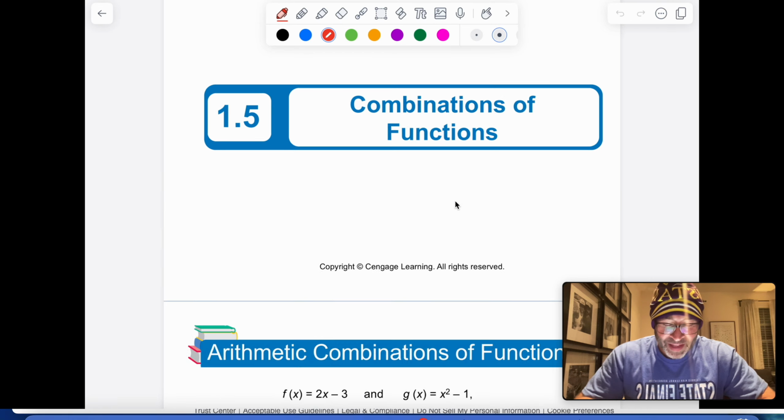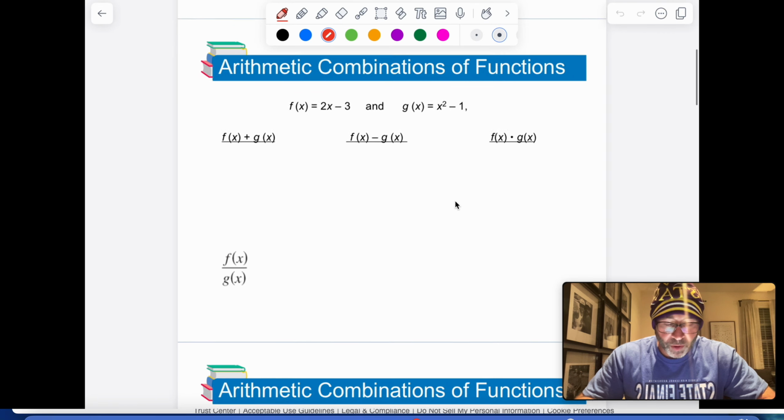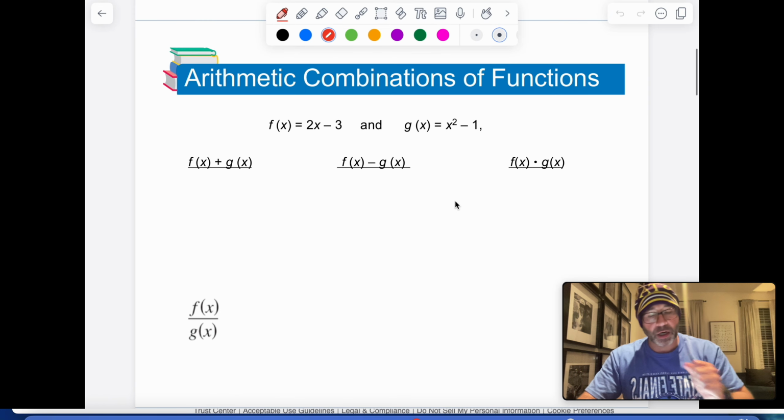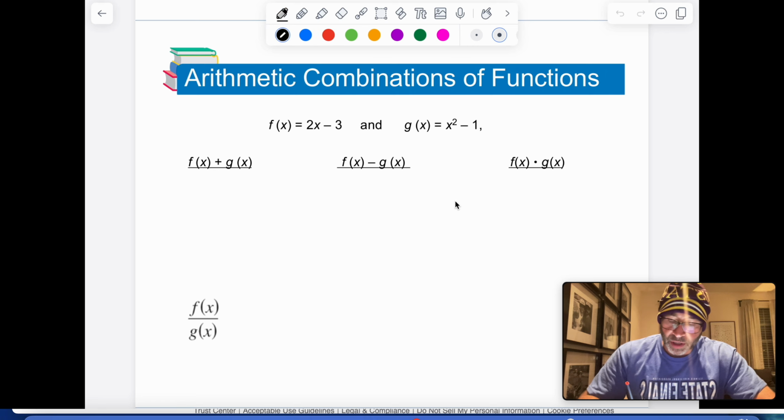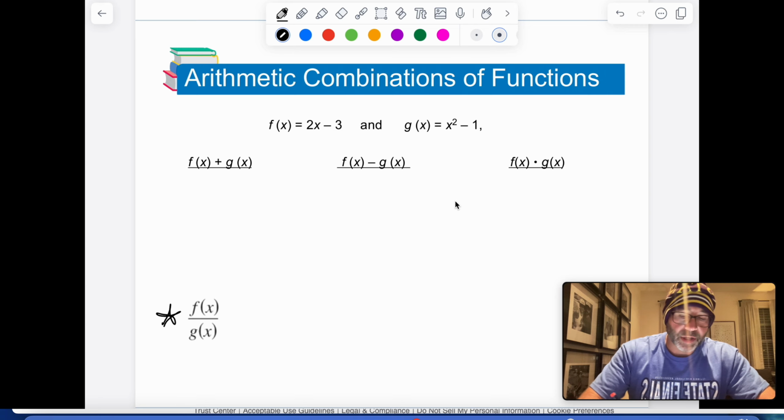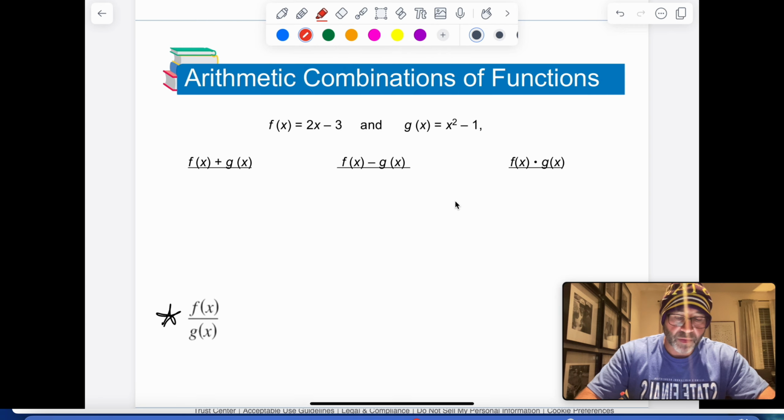Combinations of functions. So first, the four basic ones that we're going to be looking at are when we add functions together, subtract them, multiply them, and divide them. Only one of them has some unique stuff that happens with it, and we're going to talk about that in a moment. Okay. So when we're talking about f of x plus g of x, what we're doing is taking functions and adding them together.